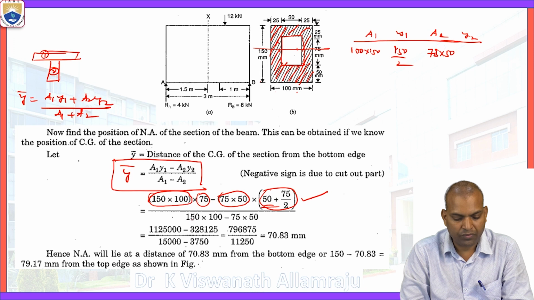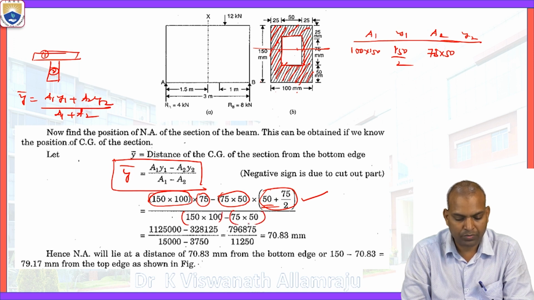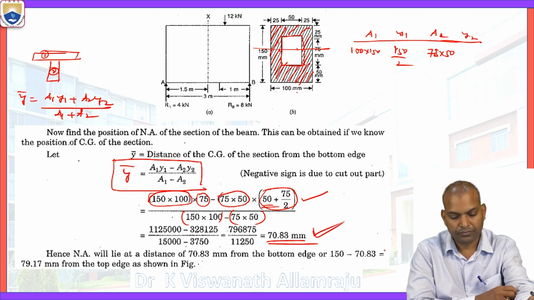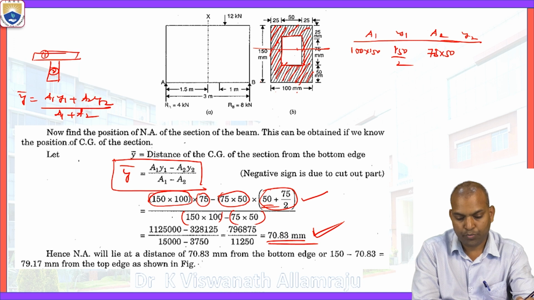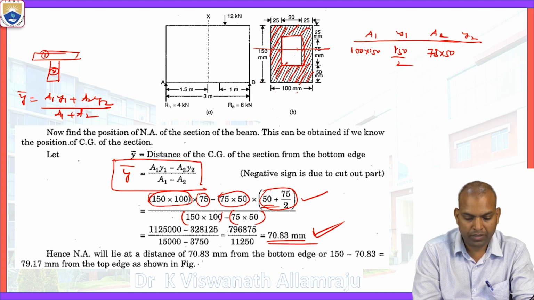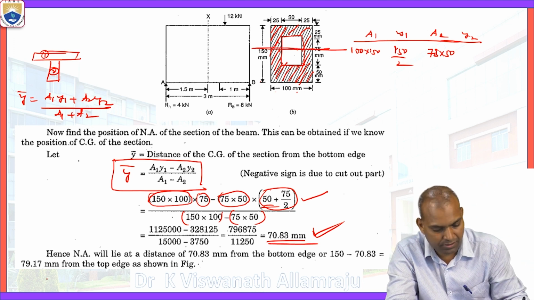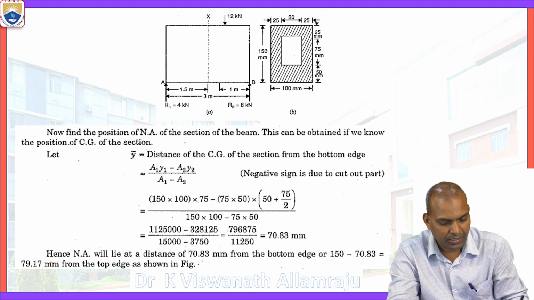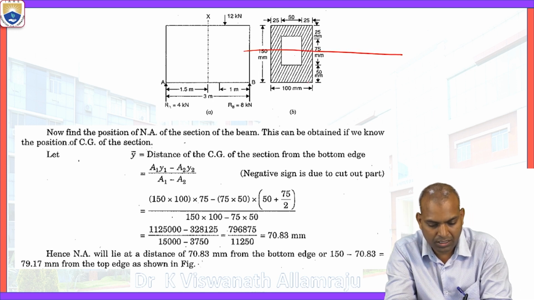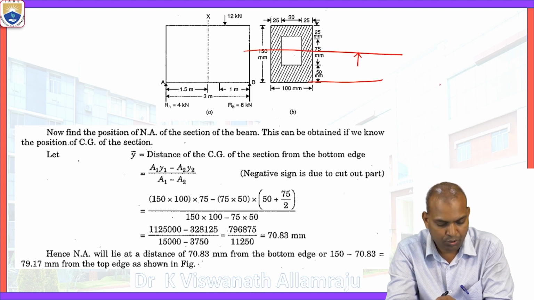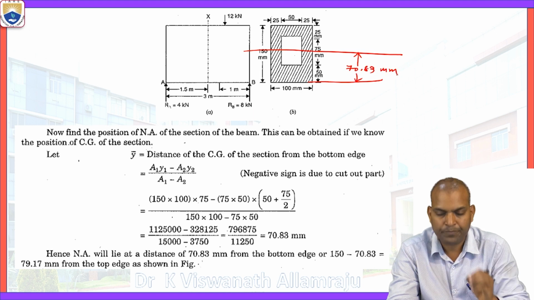What is the A1 value? 150 times 100, minus A2, in A1 minus A2. The value obtained here for y bar is 70.83 millimeters. So it is 70.83 millimeters from the bottommost layer, that is from the bottom edge, the location of the neutral axis.